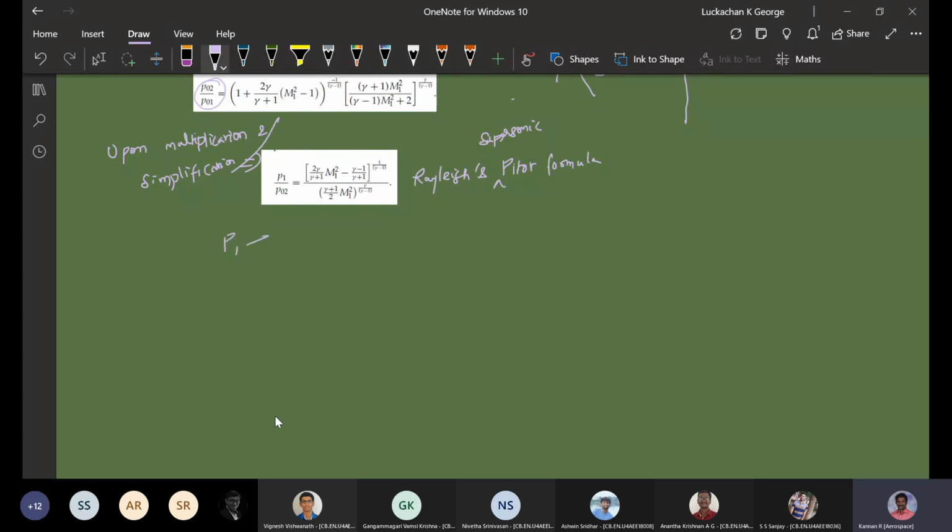So P1 is known, and P02 is known from your probe reading. By solving the equation, you can find M1. Any question?